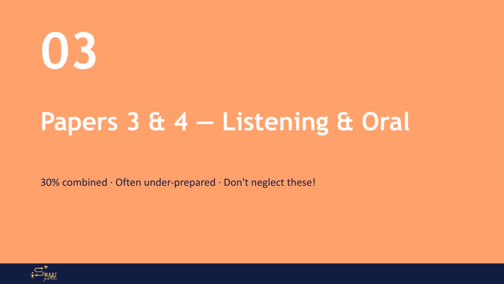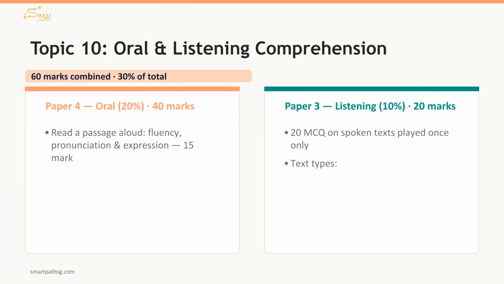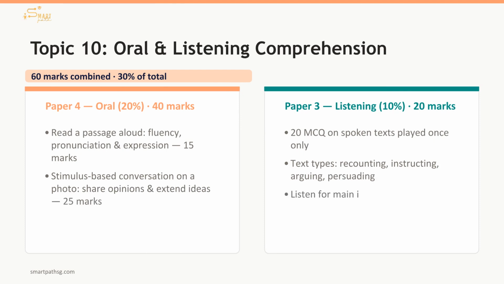Finally, Papers 3 and 4 together make up 30% of your total score. Many students focus only on Paper 2 and neglect these. That's a big mistake. Let's cover what's tested. Paper 4 Oral is worth 40 marks, 15 for reading fluency and 25 for a context-based conversation. Practice reading aloud daily and have opinions ready on everyday topics like technology, environment, and family.